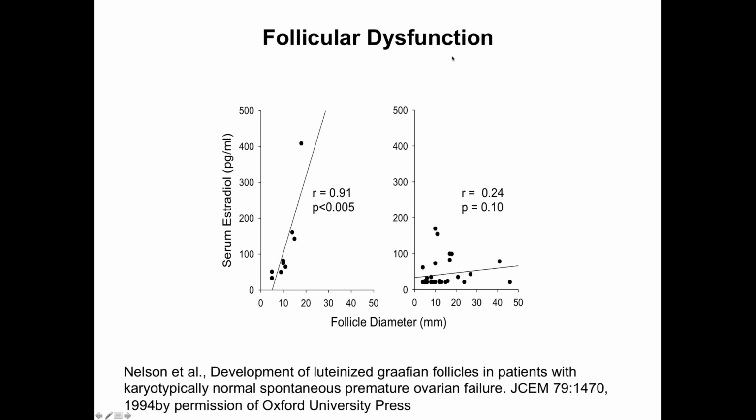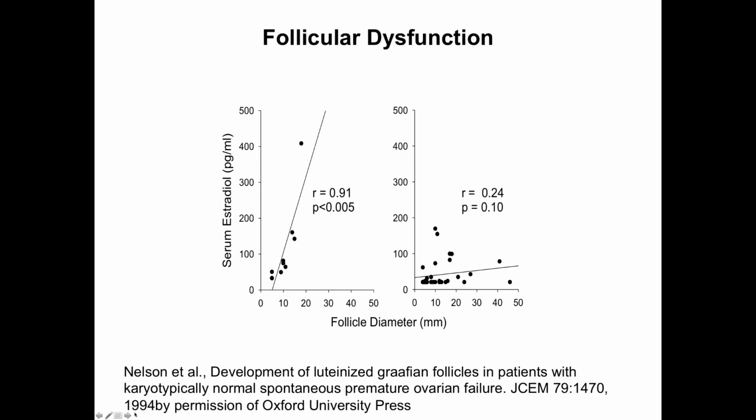Now, are these follicles functioning normally? No. Here are normal controls on the y-axis. The serum estradiol is highly correlated with follicle diameter. As these follicles grow, they make a whole lot more estradiol, which is normal. But here in the women with POI, we measured their estradiol at the same time as measuring the diameter of their follicles, and there's a very poor, not significant correlation between the two. So this is clear evidence that these women have follicles, but they're not functioning normally.